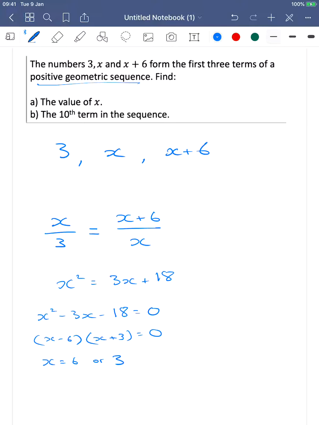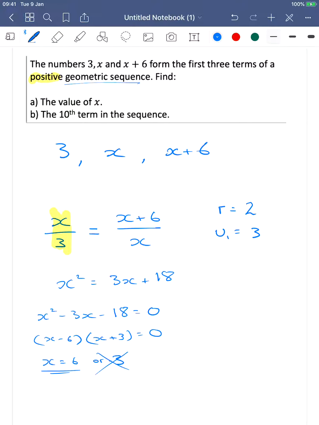Let's have a look. Back at the question, it says it's positive here. So I'm actually going to reject one of those. So that should have been a negative 3. In which case I'm going to reject it, and we're just going to say x is equal to 6. So now we should be able to work out a little bit more. If x equals 6, remember this thing here is equal to my common ratio. So my common ratio r is 6 divided by 3, which is 2. u1, my first term, is 3. And that's everything I need to know.